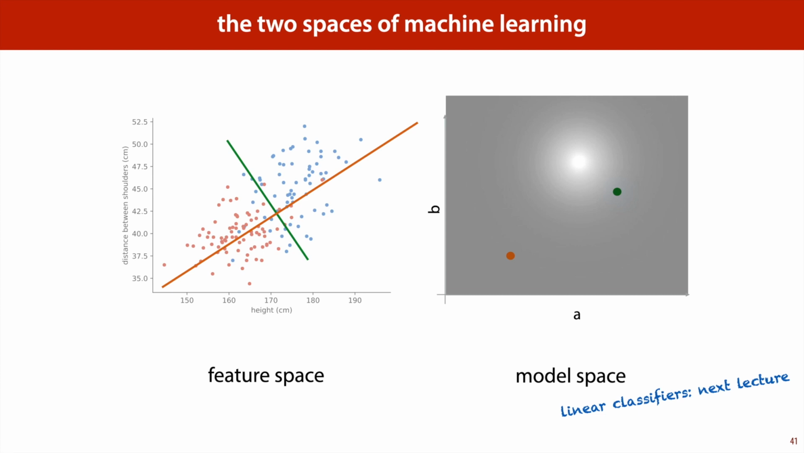And you can visualize this loss function as something that colors every point in the model space. So the lighter the point in the model space, the more likely we want to be at that point in the model space. And we'll continue this discussion on linear classifiers in the next lecture. But for now, let's look at some other answers to the question of how we can build classifiers.